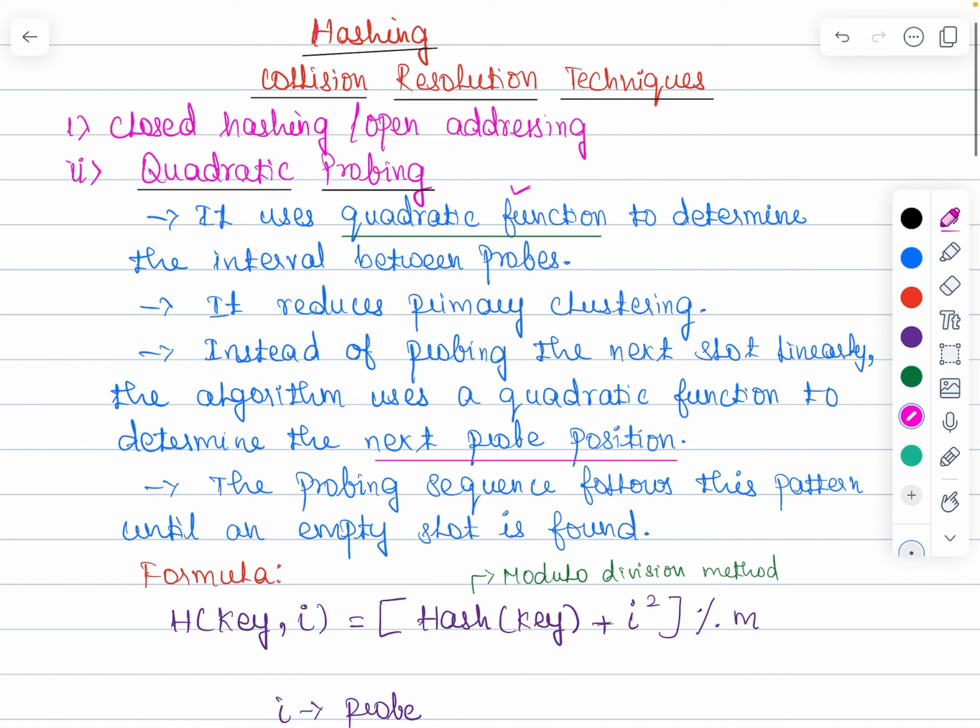But here in the quadratic probing method, it would look for an alternate empty slot, but not in a consecutive way. It would not be searching in a linear way. It would be searching for the alternate empty slot, so it would check in the next probe position. That is completely based on the quadratic function we use in the formula. So the probing sequence follows a quadratic pattern until an empty slot is found.